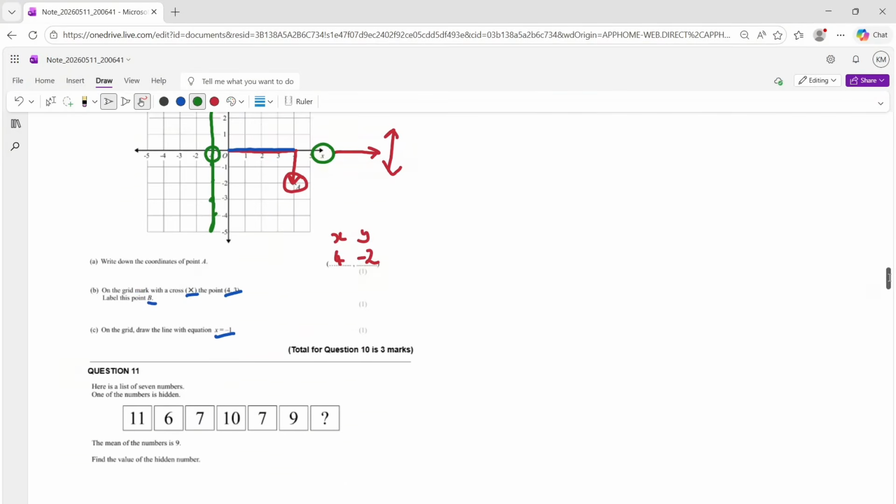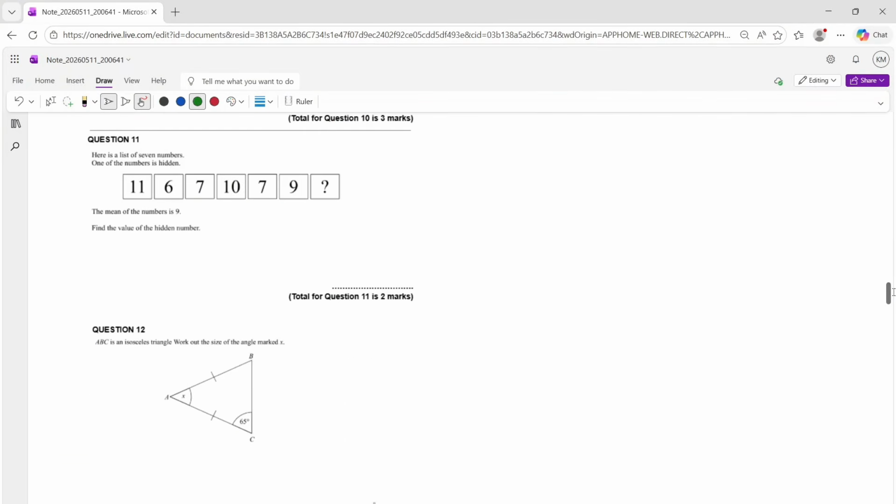Okay, so question number 11. Here is a list of 7 numbers. The mean of the numbers is 9. Now, in order to get the mean, you need to add all of the numbers together and divide by how many numbers you've got. So, if I was going to find the mean, I would do 11, add 6, add 7, add 10, add 7, add 9, add, well, I don't know what this is, so I'm just going to put an X there. And I would divide my answer by 1, 2, 3, 4, 5, 6, 7, because that's how many numbers I've got.